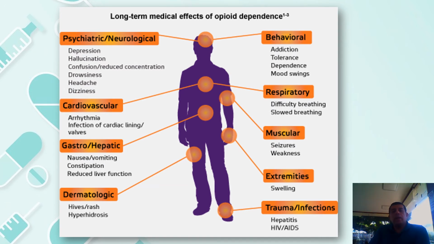Now, this is a diagram that shows the different pharmacological effects of opioids with their side effects, namely the behavioral, the psychological, the respiratory effects, and the muscle effects like seizures, sweating, hepatitis, and gastrointestinal effects from constipation, and so on.